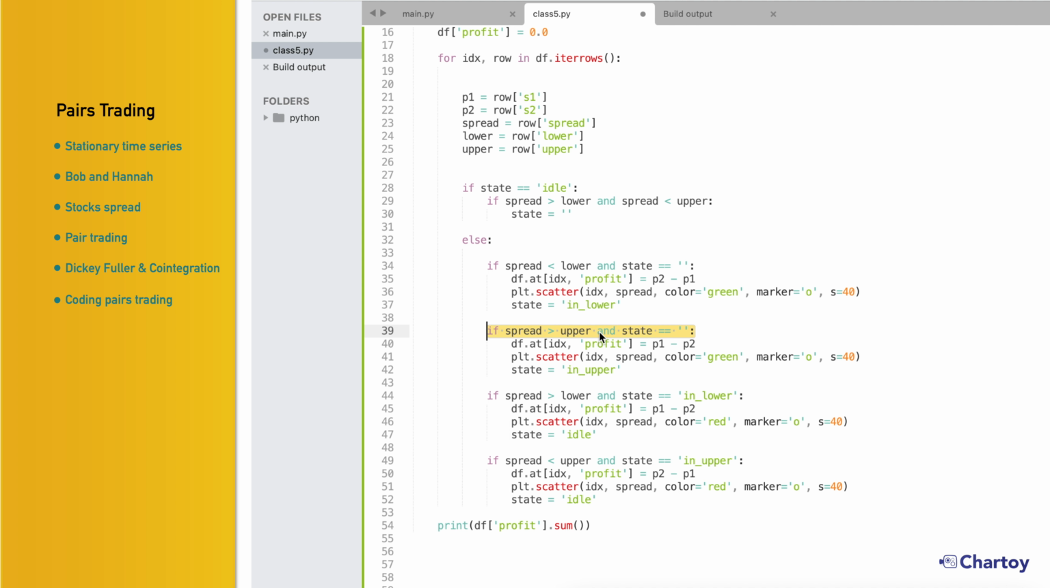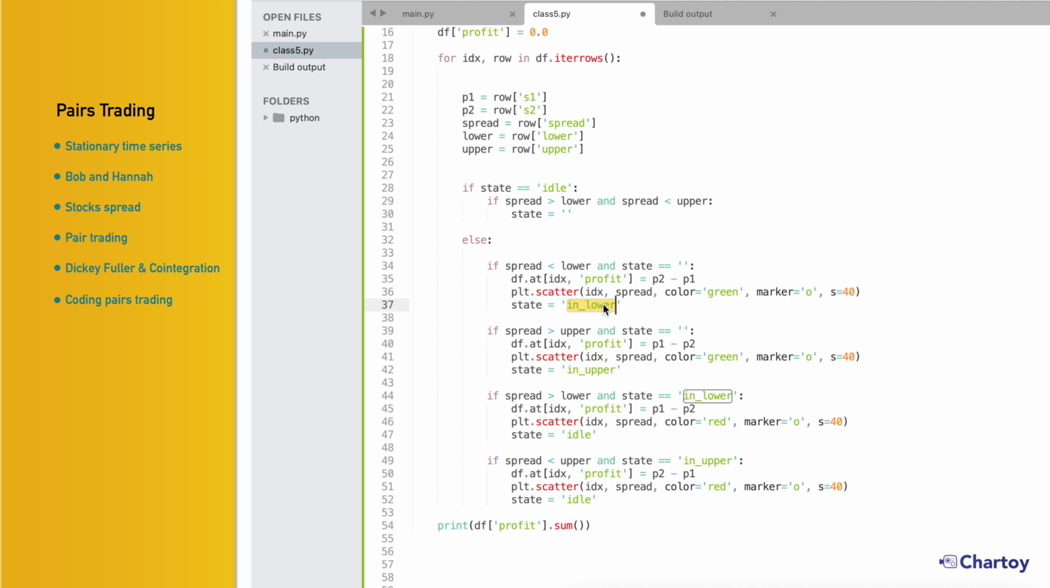And here we do the same, but on the other side. So we expect the spread to be larger than the upper band. If it happens, that means the spread is too high, and we expect it to go down. That means we expect to sell P1, so we get money for P1, so it's plus, and to buy P2, so it's minus P2. Here we change the state to in upper because we are inside the upper band.